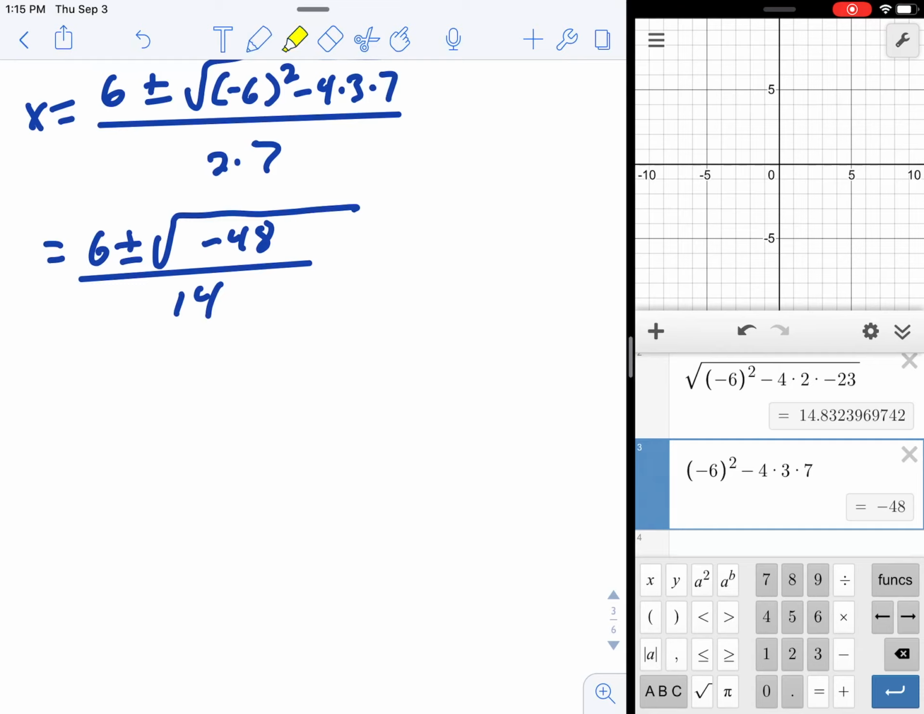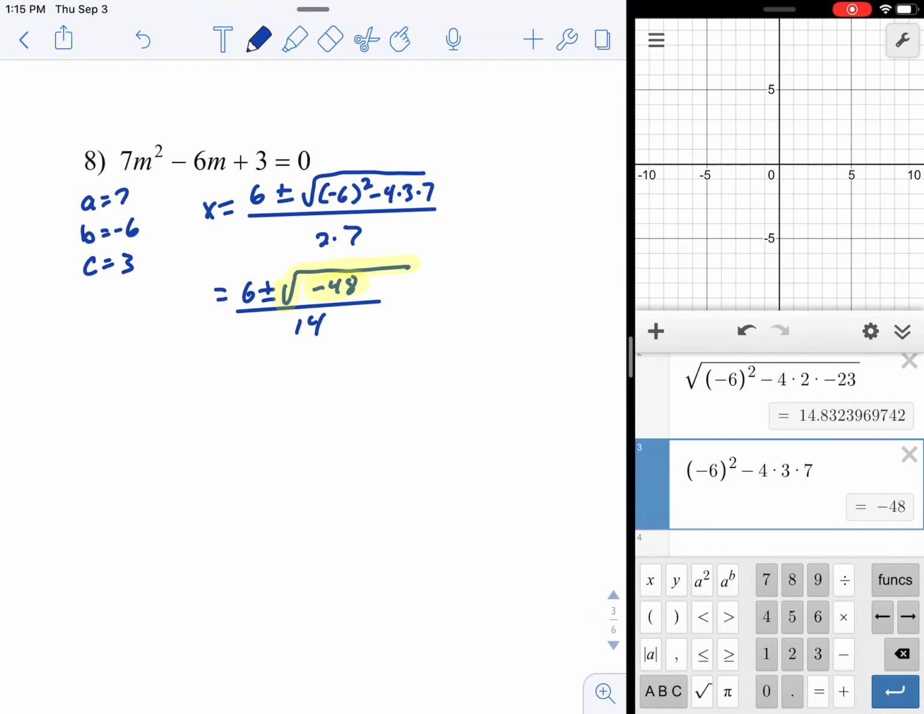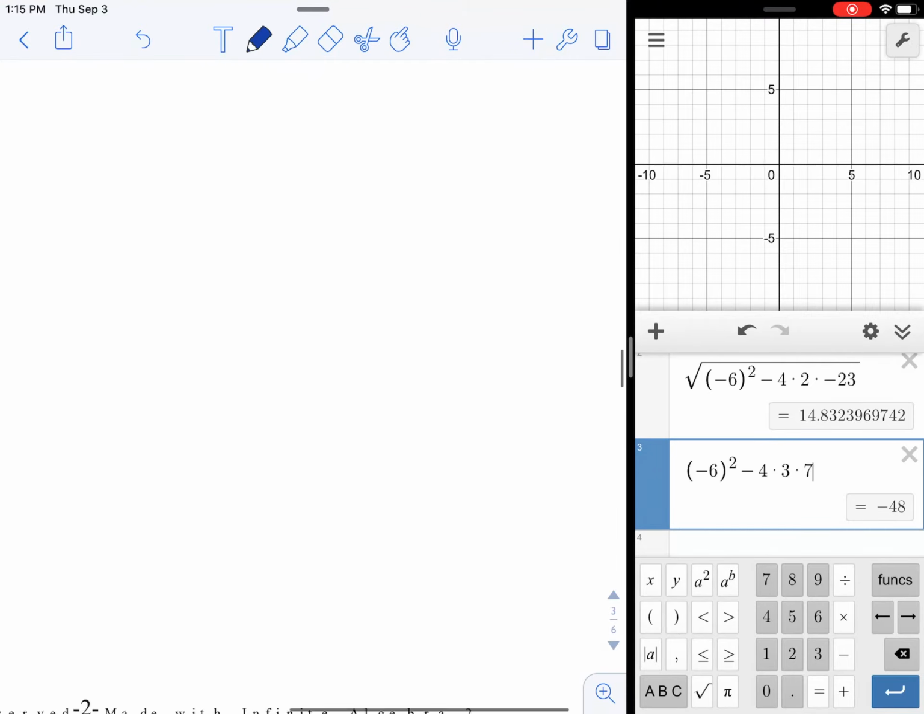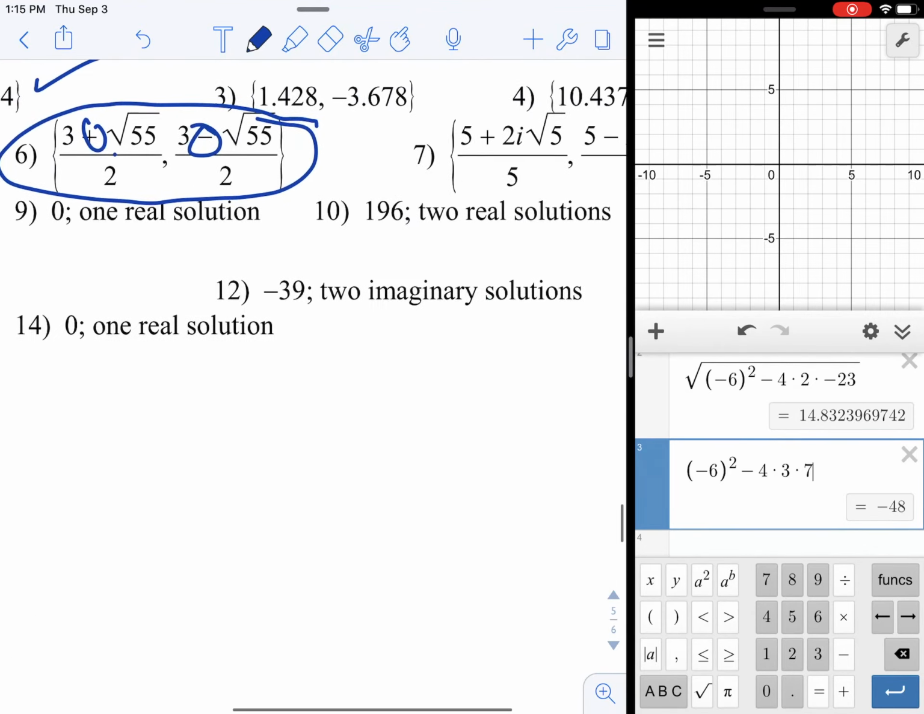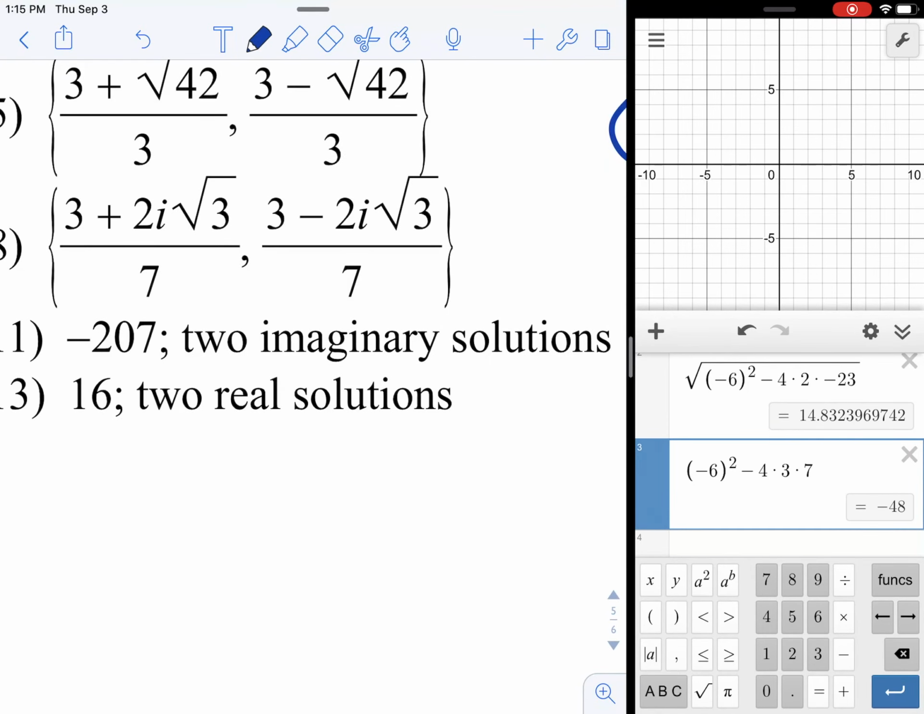Well, can you recall from Algebra 2 something special about square rooting a negative number? If you know what I'm about to say, make a comment somewhere like, I knew you were going to say that on number 8. I knew it was coming. All right, I'm going to scroll down to the answer for number 8. And there it is. 3 plus 2i radical 3 over 7. 3 minus 2i radical 3 over 7.